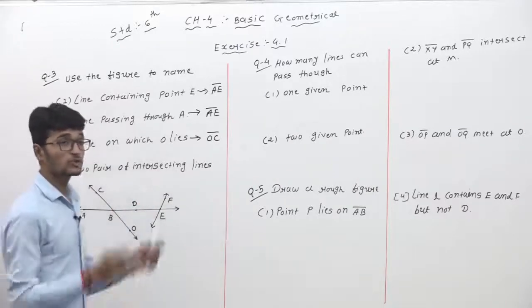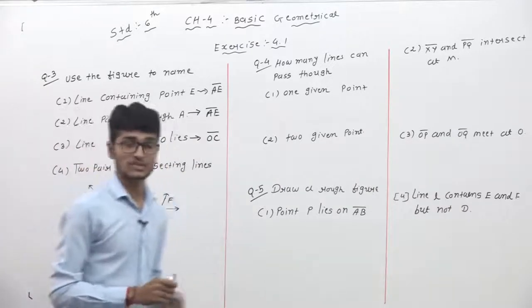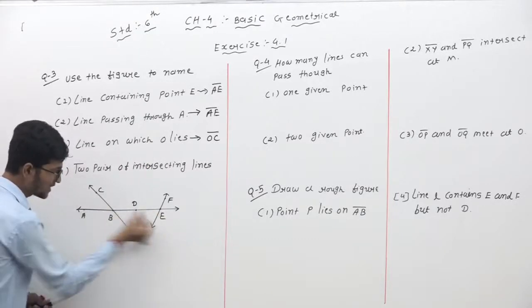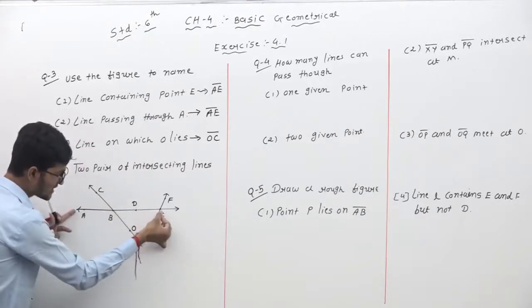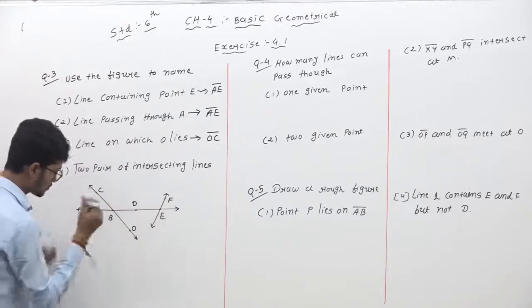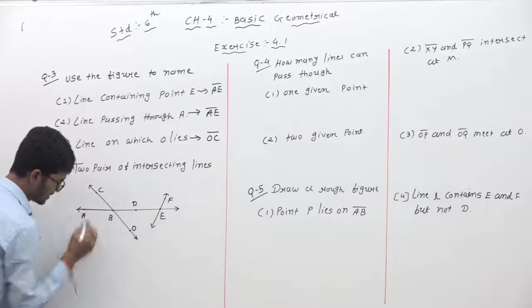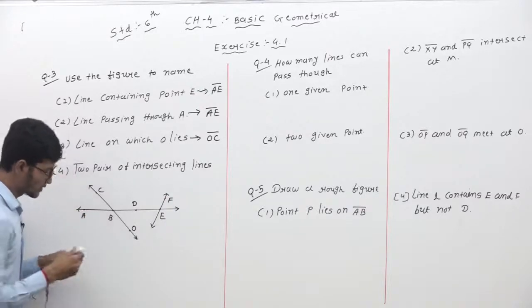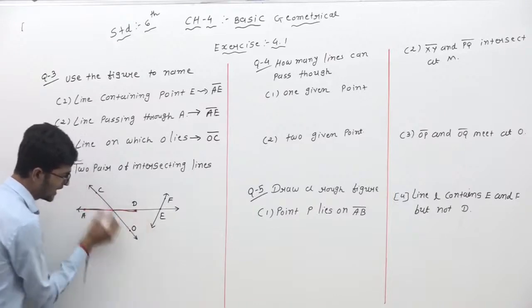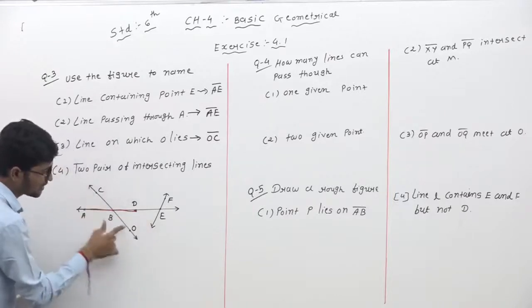Then, name a pair of intersecting lines. This means write down two intersecting lines in this question. So first of all, dear students, here AE is my full line, from A to E. In this, which lines intersect? First of all, we will write only this portion. Suppose A to D. A to D and CO lines intersect.